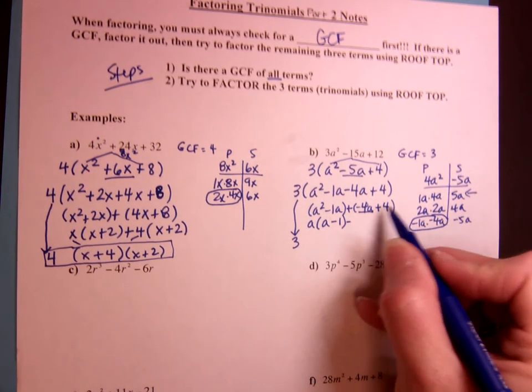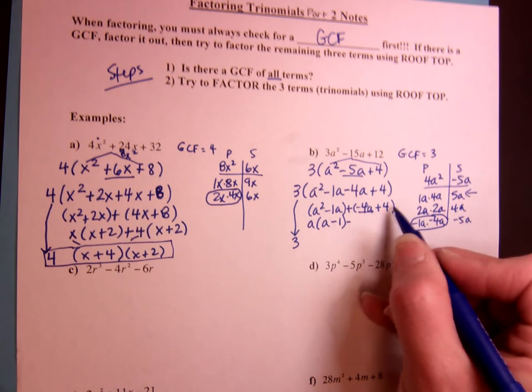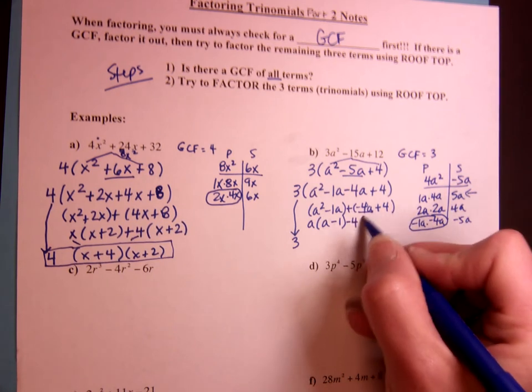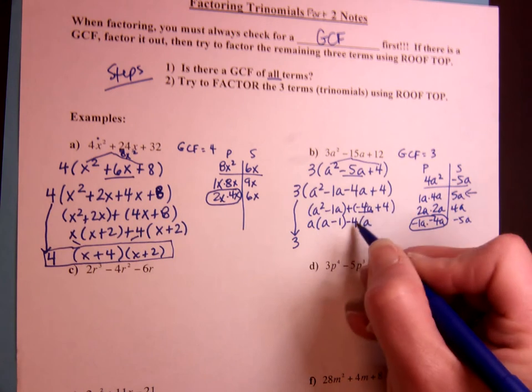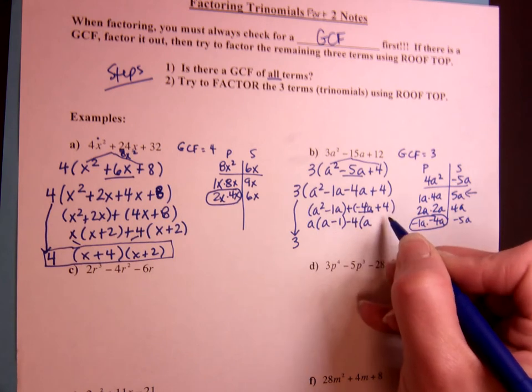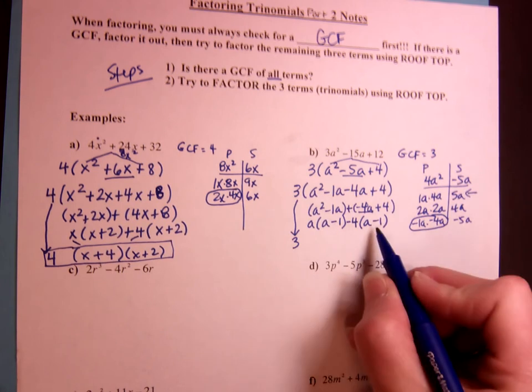And if you look at them, yes, they both could be divided by 2, but we need to go greater. They also could be divided by 4. Negative 4 times what will give you negative 4a? And negative 4 times what will give you negative 4? That would be a negative 1. Notice that the parentheses are exactly the same, and then we'll write down our factors.